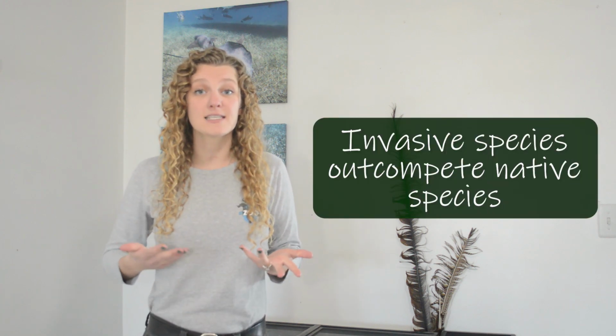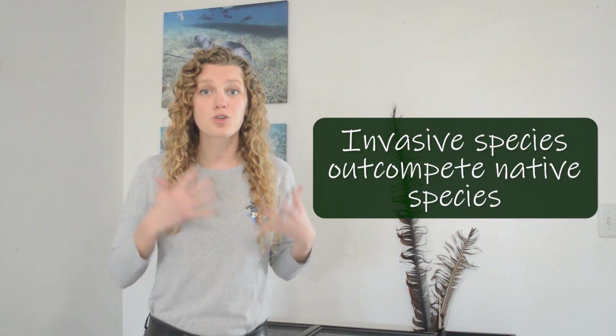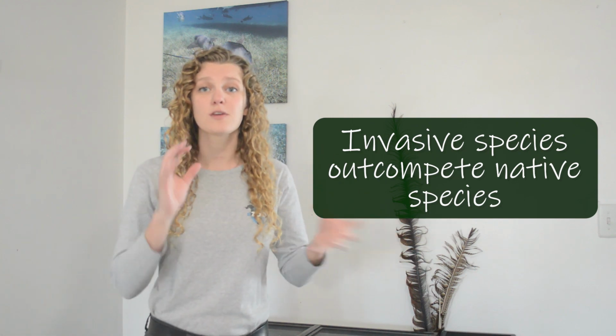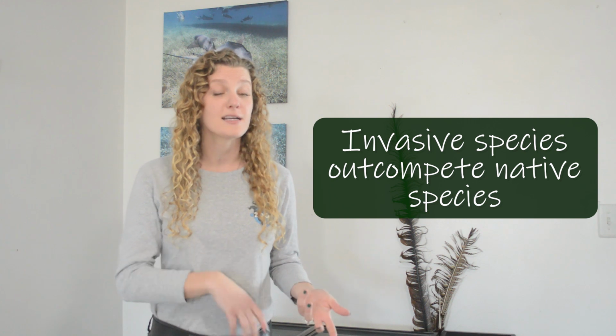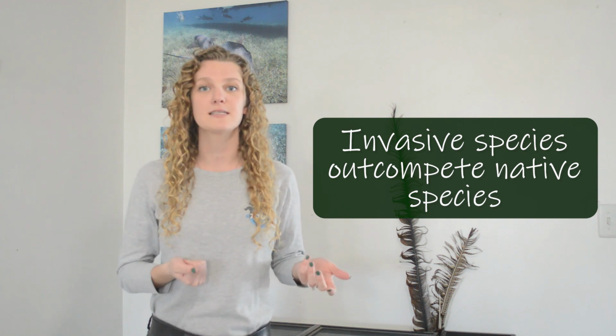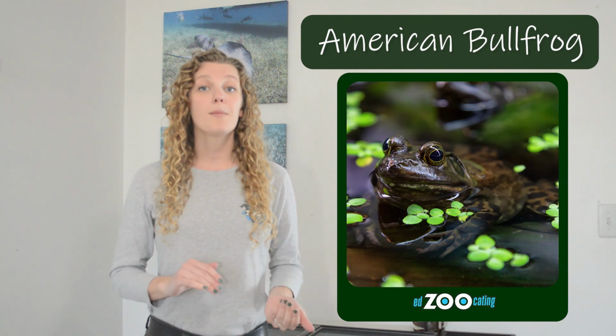And what I mean by this is they might be bigger or stronger or faster, and they're able to catch and eat food that would otherwise belong to native species. A great example of this is the American bullfrog. American bullfrogs are native to the eastern United States, but they were introduced to the western United States both for food and to help control populations of insects and other pests.